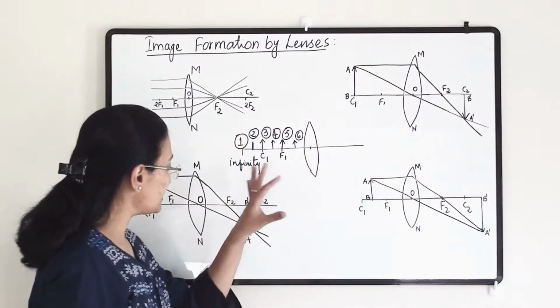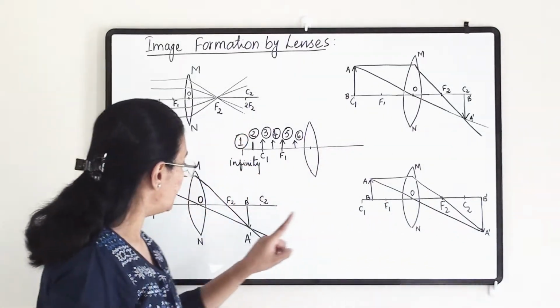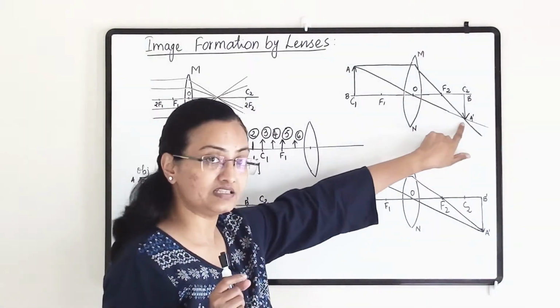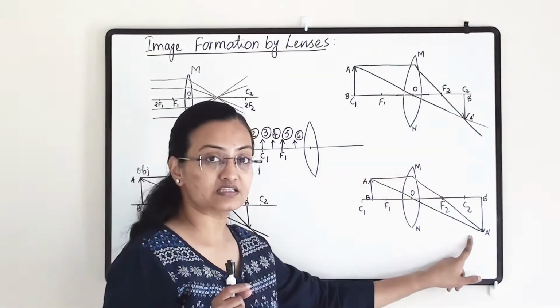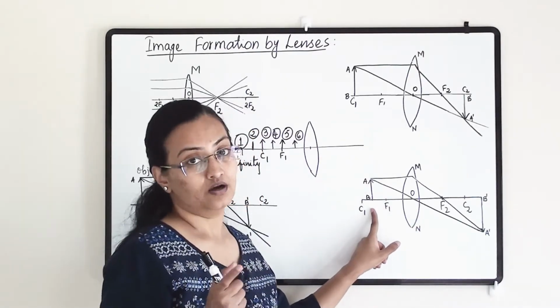So in all these cases we have seen that we are getting an inverted image. In this case we are getting a diminished image. In this case we are getting the same size image, and in this case we are getting a bigger image compared to the object.